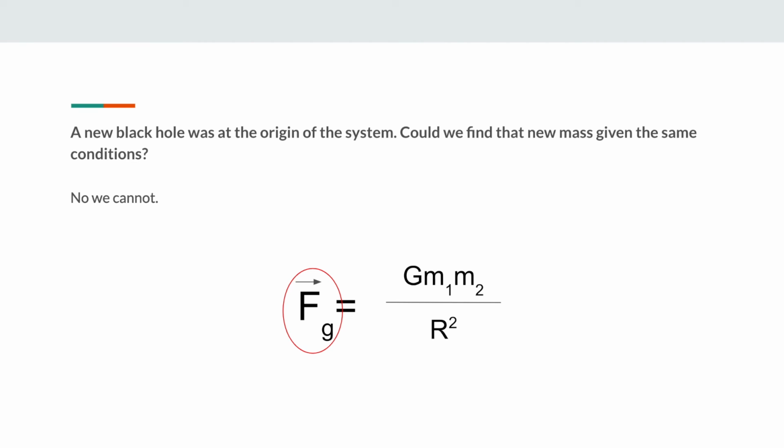Under the same conditions, trajectory, and assumptions, could we calculate the mass of a new unknown mass black hole located at the origin of our system? The answer is no, we cannot.